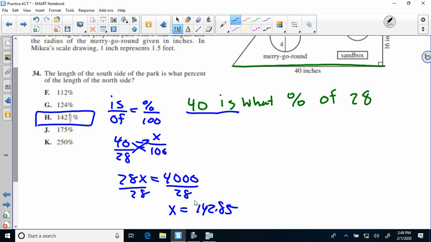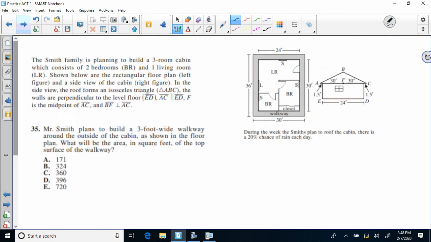Okay, number 35. The Smith family is planning to build a 3-room cabin. This one drove me nuts because they gave you so much information that was absolutely worthless, which consists of 2 bedrooms and 1 living room. Shown below are the rectangular floor plans. It's actually to the right. And a side view of the cabin.